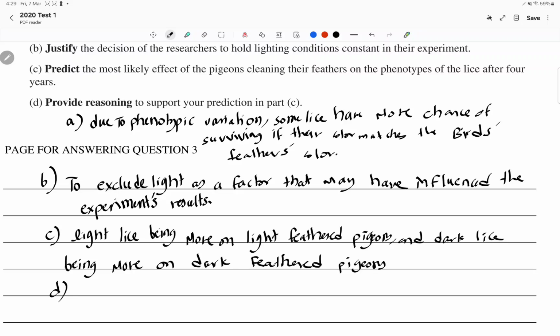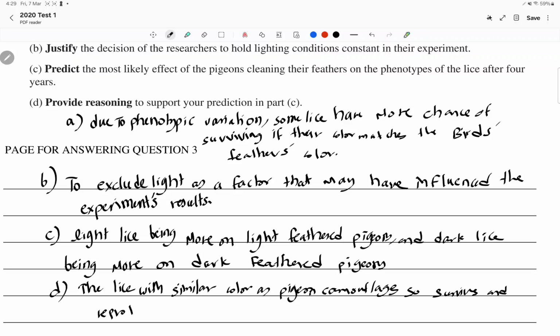Part D, provide reasoning to support your prediction in part C. Well, the lice with similar color as the pigeon are hidden. It's camouflage, exactly. It blends in, so it survives and reproduces.